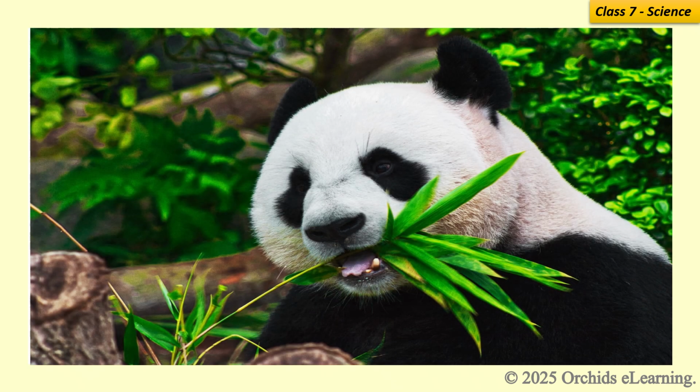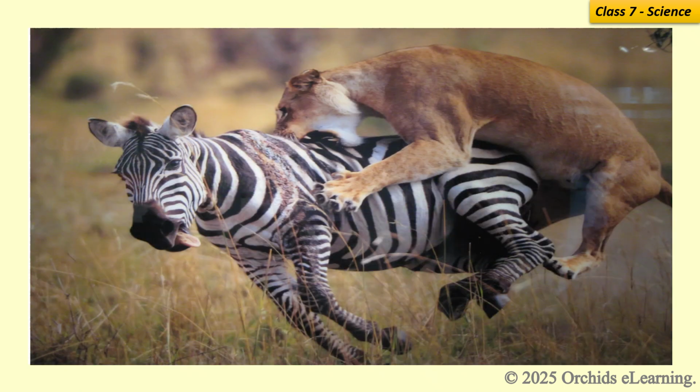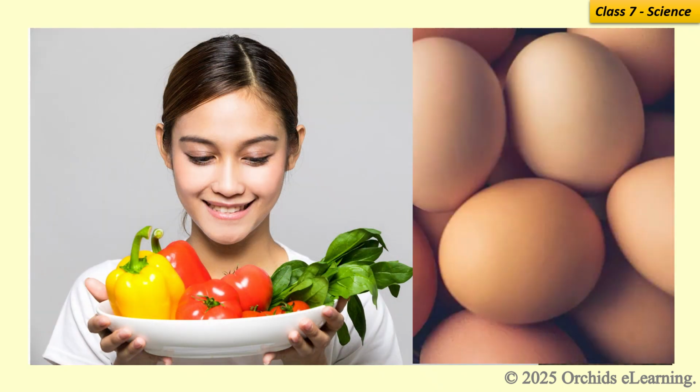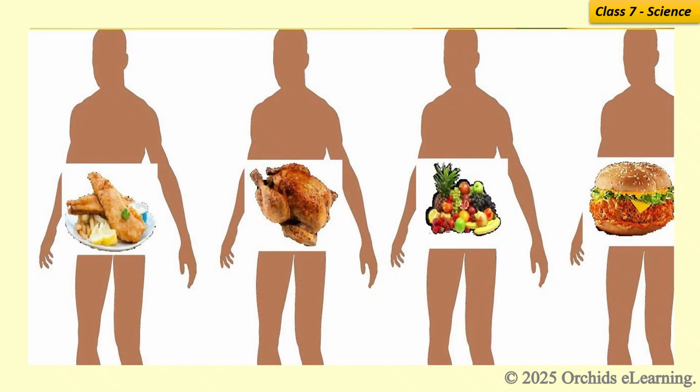We all know that animals get their food either from plants or other animals. Like other animals, human beings also depend on plants or other animals. Let us see how the food is taken in and how it is digested.